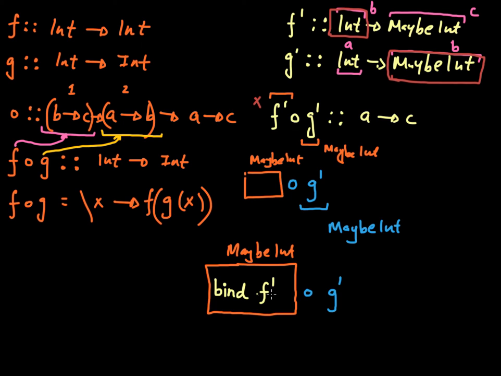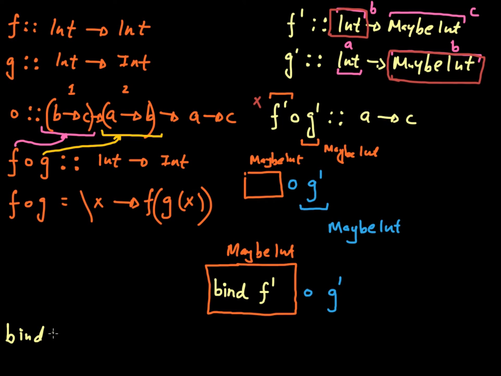Okay, bind of f prime. This entire piece in orange there, bind of f prime, is going to take in as an input something that happens to be of type maybe integer. Okay, again, let's think a little bit more carefully here. So bind is acting as some kind of helper method which takes in as an input f prime.